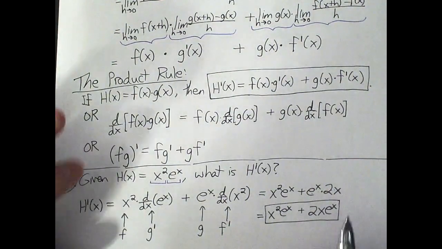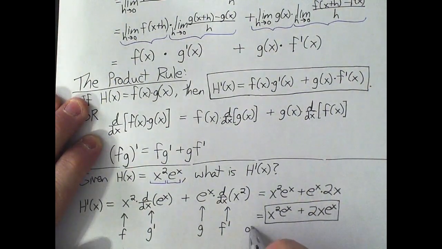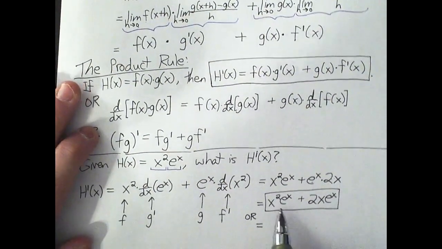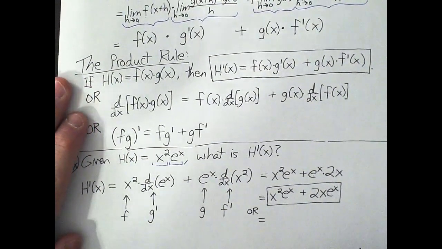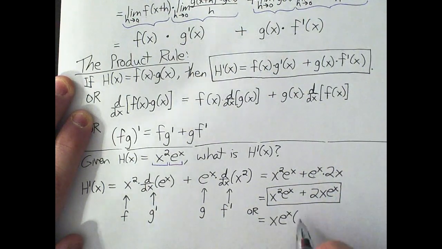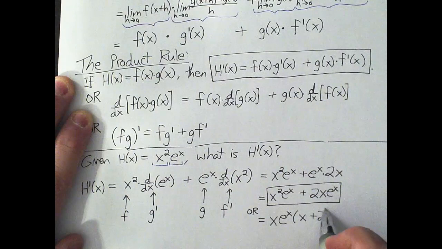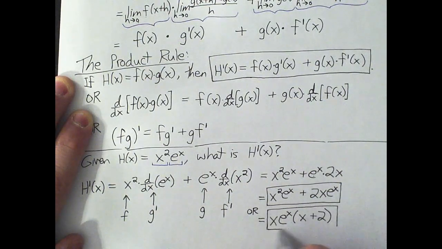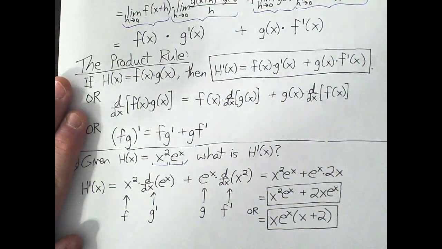This is the whole answer. Oh, by the way, this is optional, but you could look at these and say these two terms have some things in common. So maybe you want to factor out x from both pieces, and maybe you could even factor out e to the x from both pieces, and then you get x e to the x, x plus 2. That sort of thing is optional, but you could write the answer that way.